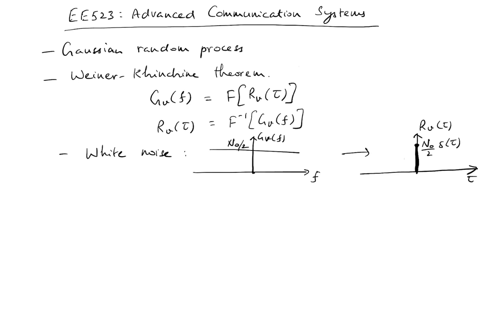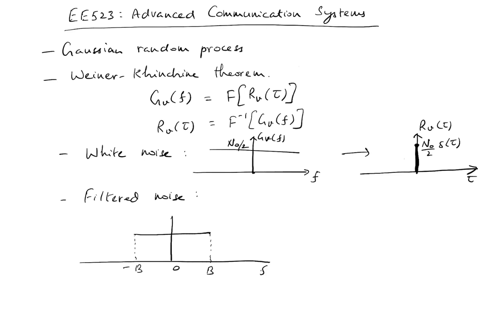And then we talked about filtered noise. So when this white noise is passed through a band pass filter having a certain bandwidth B, the noise at the output of that filter is the noise which is present within its bandwidth. So filtered noise, we also call it colored noise. So filtered noise has a power spectral density which is within a certain bandwidth from minus B to B. Frequency, and for filtered noise we'll use the notation Y, GY of F.